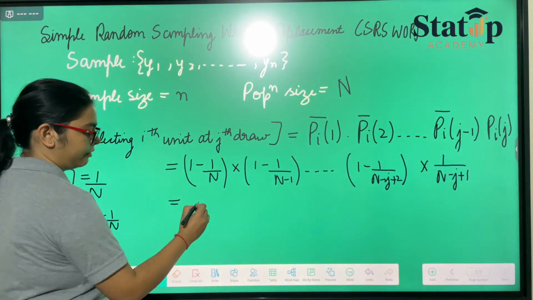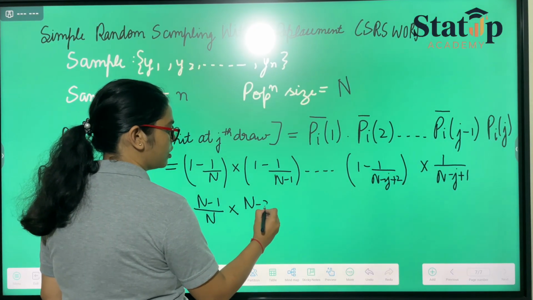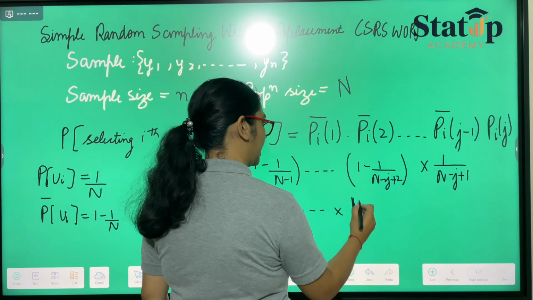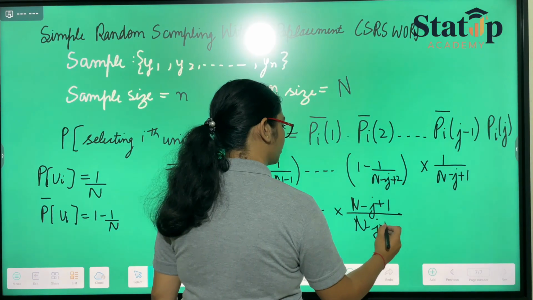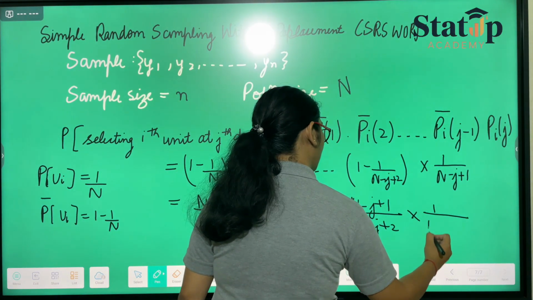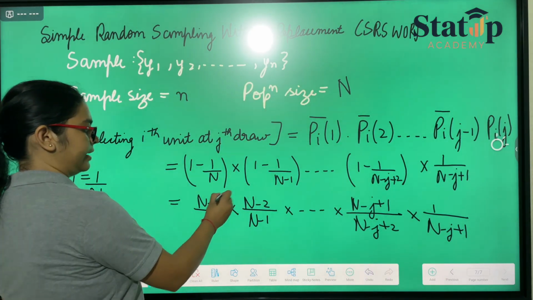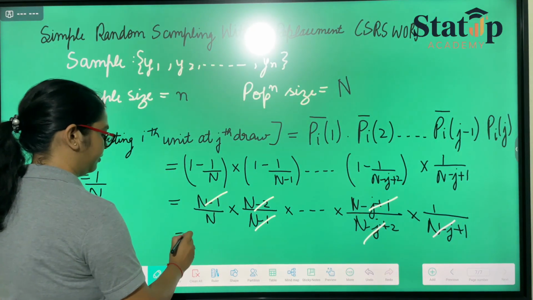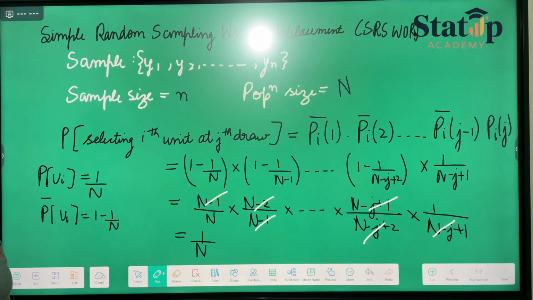On opening the bracket, we will get n minus 1 upon n into n minus 2 upon n minus 1 into n minus j plus 1 upon n minus j plus 2 into 1 upon n minus j plus 1. So we'll see that numerator and denominator are getting cancelled in between, and we are only left with 1 upon n. So the probability of selecting the ith unit at the jth draw is nothing but 1 upon n.